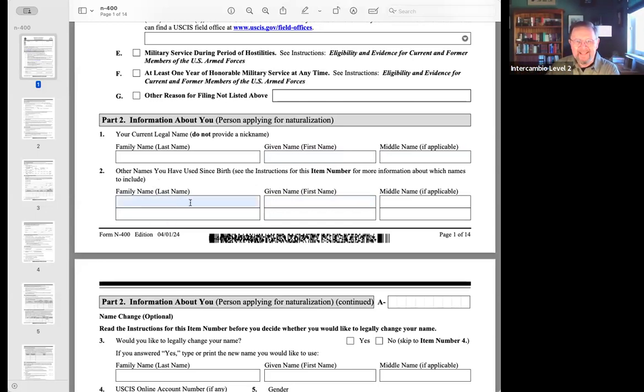But also other names that you may have used since birth might be a name that you used. Here's where if a woman, when she got married, took her husband's name, she would put her maiden name down here. She took his name and that was a family name. But down here would be the name that she used before she got married.